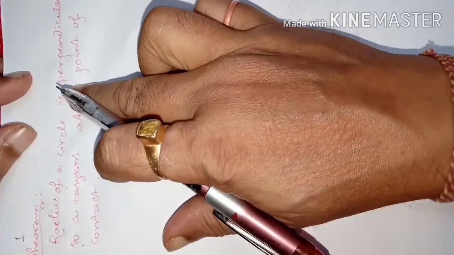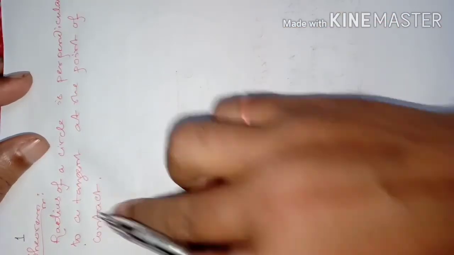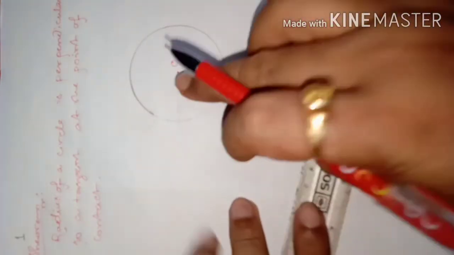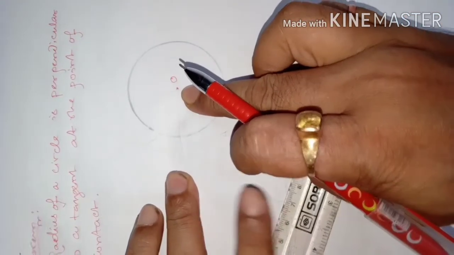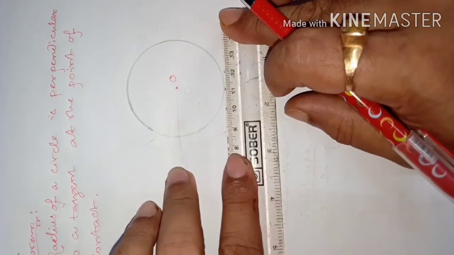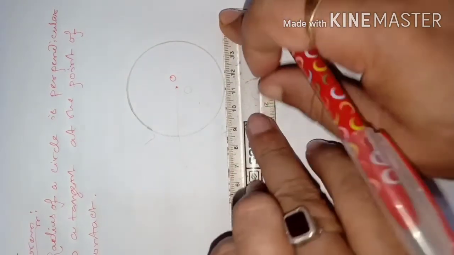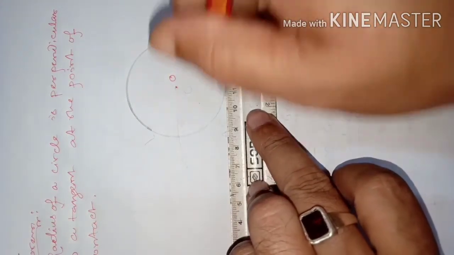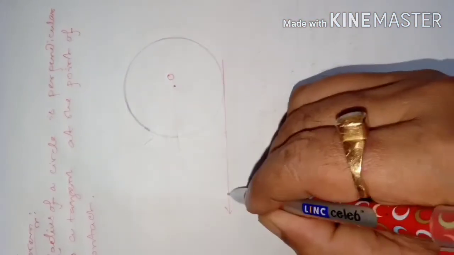So, students, here is the first theorem of this chapter, that is circle. Radius of a circle is perpendicular to a tangent at the point of contact. What it says, see dear students, here O is the center of the circle, and say I have drawn a tangent here at this point T, suppose. So I have drawn a tangent to the circle. So this is a tangent.